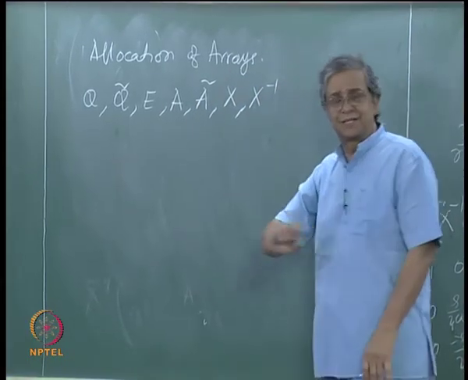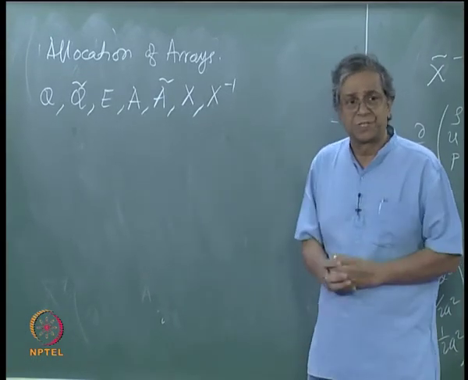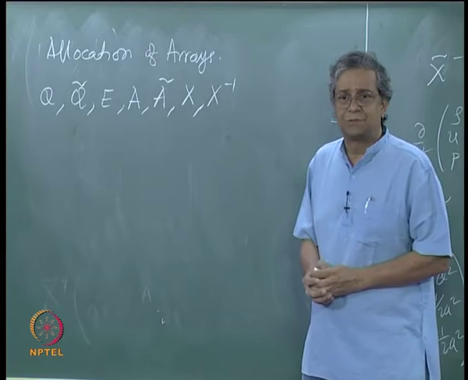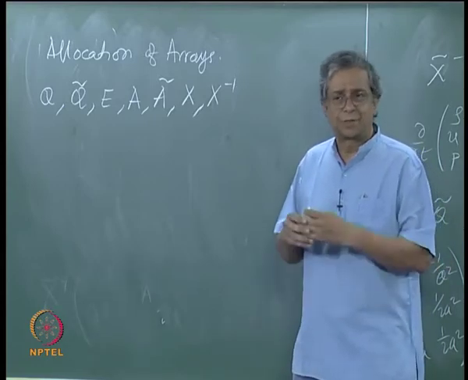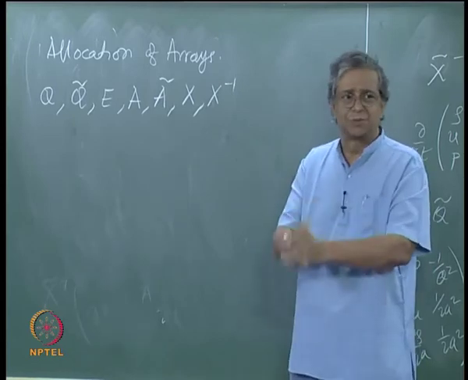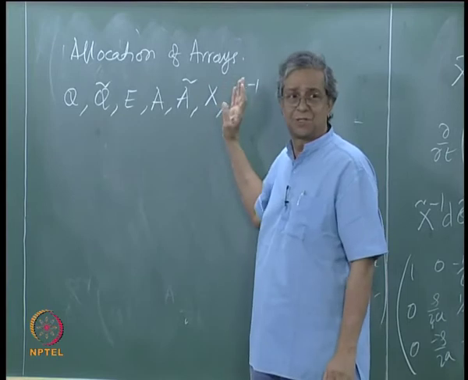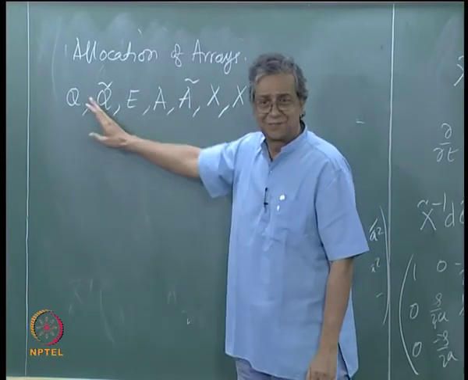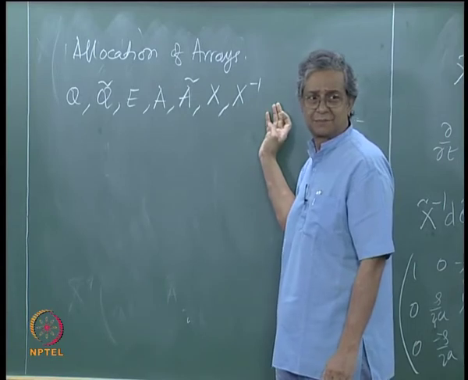At any point along the way, you have functions that will do this. So you will have a function that allocates Q, allocates Q tilde, and it will actually do it. I am not saying write one big function that does all of these. I want functions that can create arrays of each. Am I making sense? Okay, fine.